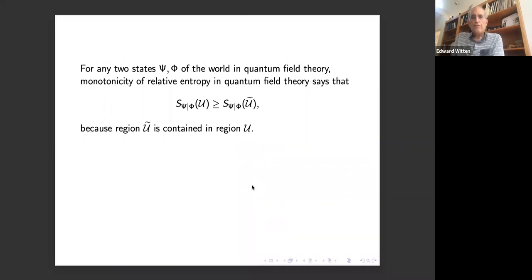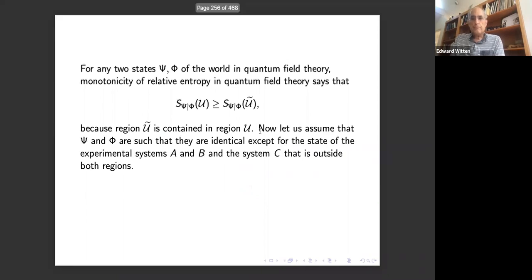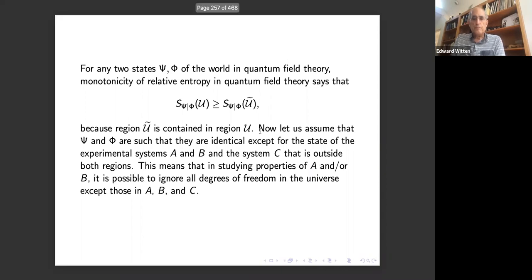Now, if psi and phi are any two states of the world in quantum field theory, then monotonicity of relative entropy says that the relative entropy between the two states in region U is bigger or equal to that in the smaller region U tilde. Now I'm going to assume that psi and phi are such that they're identical except for the state of the experimental systems A and B and the outside system C. That means that in studying properties of A and or B, you can ignore everything else except A, B, and C.